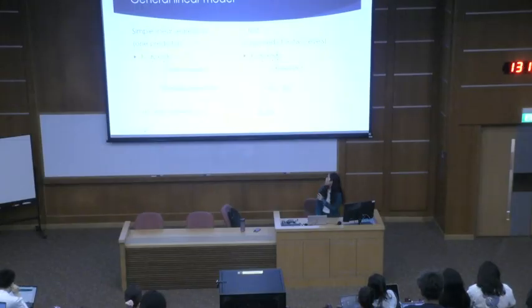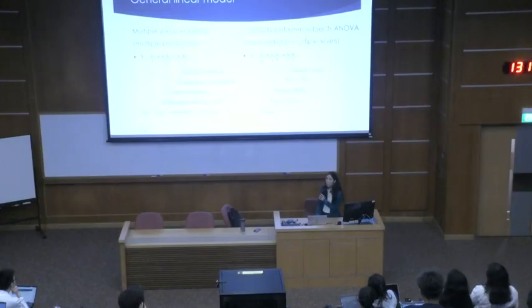B0 is your control group. X1 is group 1, whatever you want to call this. Maybe this is group high. And then B1 is the difference between this group minus the control group. So it's the difference between group high minus group control.